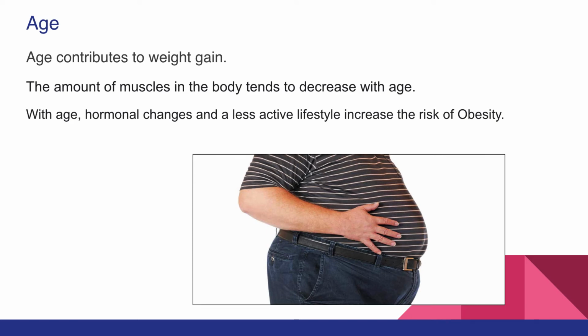Age contributes to weight gain, of course. The amount of muscle in the body tends to decrease with age. In this picture, it is shown how that man, with age, is obese. With age, normal hormonal changes and a less active lifestyle increase the risk of obesity. So most people, even if they were skinny before, start gaining weight as they age. So it depends on their body muscles.